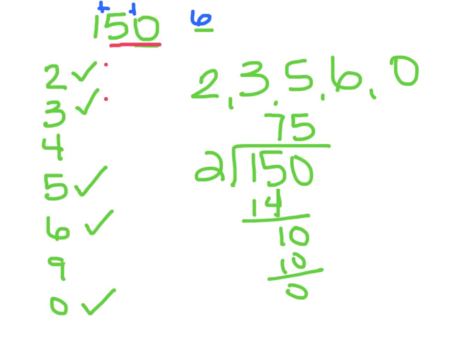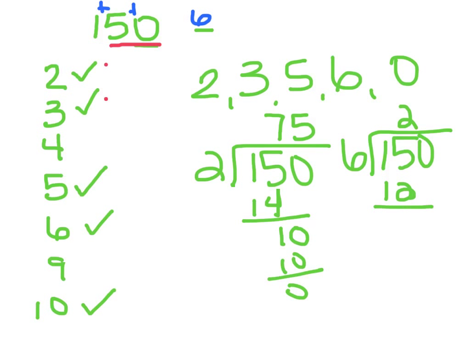Let's check another one. Let's do 150 divided by 6. 6 can't go into 1. It can go into 15 2 times. 2 times 6 is 12. 15 minus 12 is 3. Bring down my 0. 6 goes into 30 5 times. And that also goes in evenly. So I've just proved to you that 3 of these work.